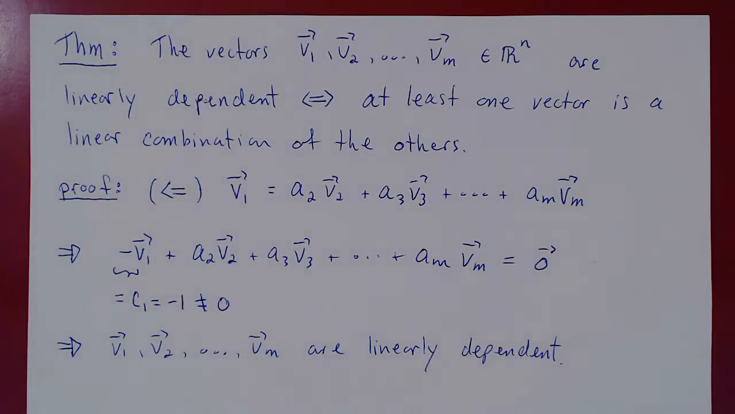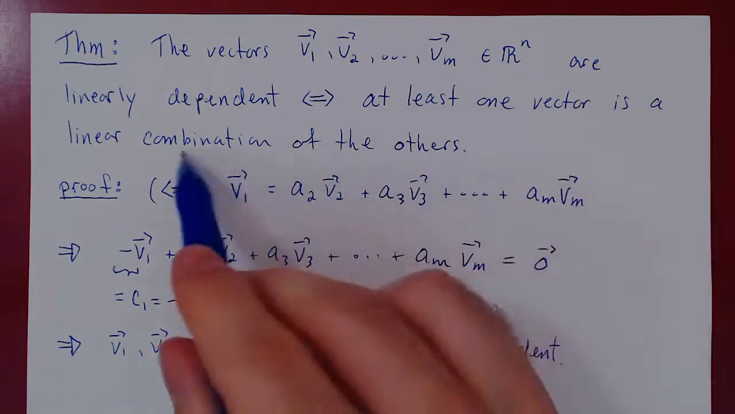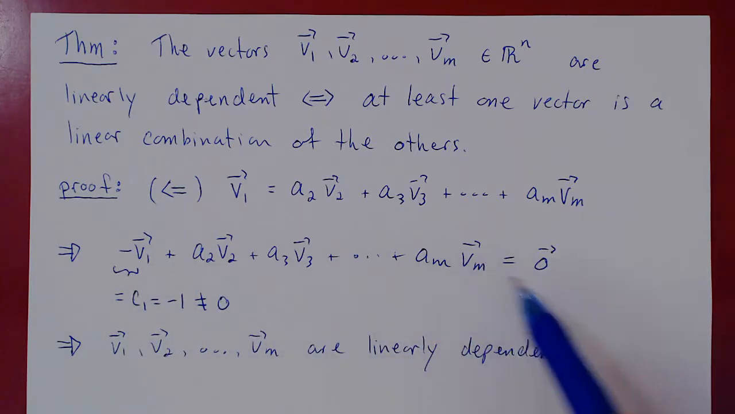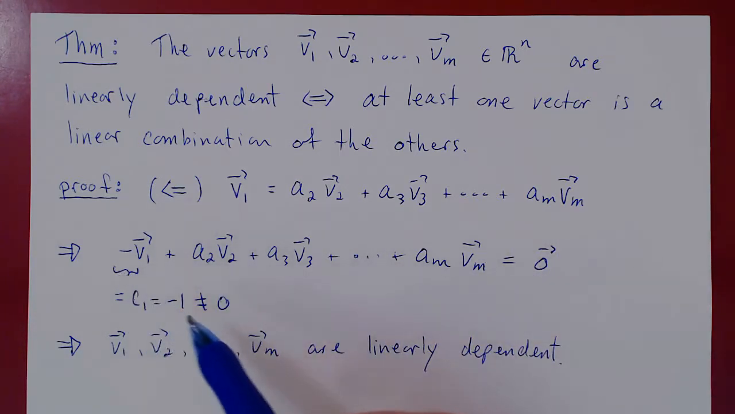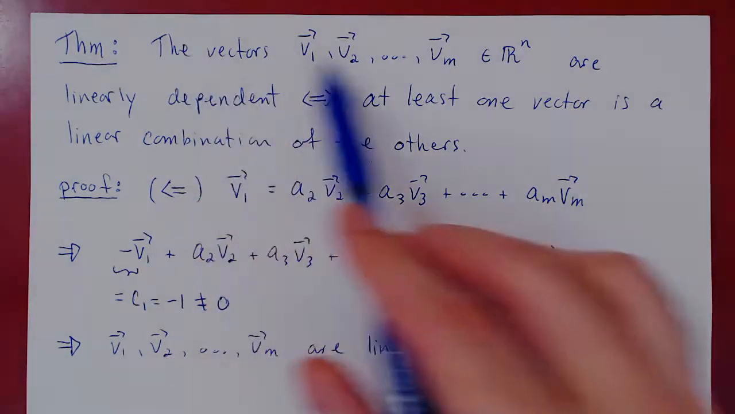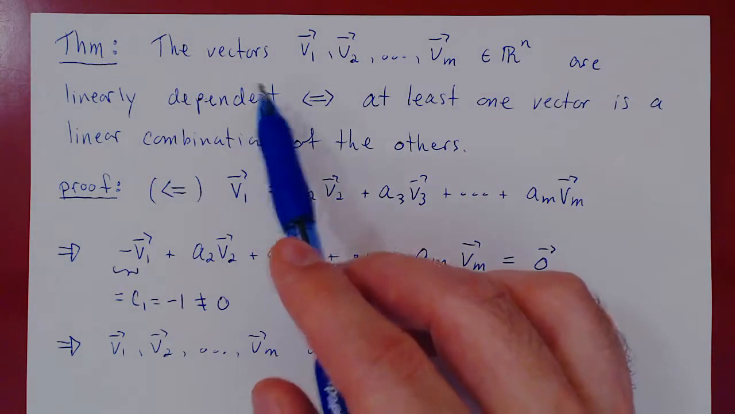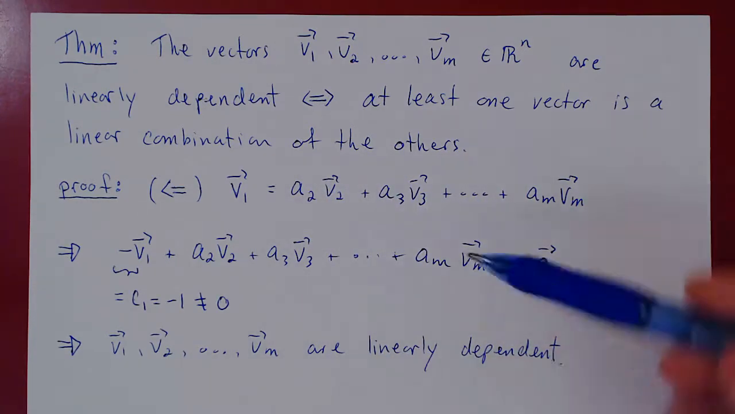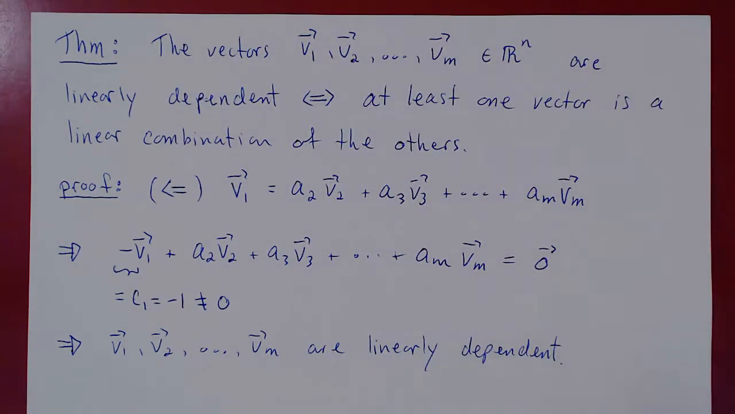And this proves the one direction. If one of the vectors is a linear combination of the others, automatically we have a non-trivial linear combination of the m vectors giving the 0 vector, and therefore the vectors by definition are linearly dependent. Let us prove now the opposite direction, that if the vectors are linearly dependent, at least one vector will be a combination of the others, and that is the other direction.